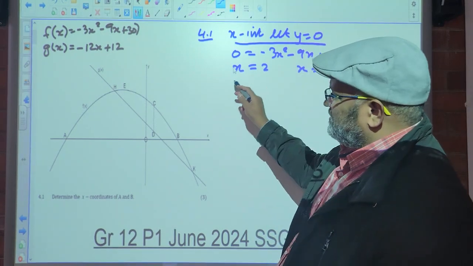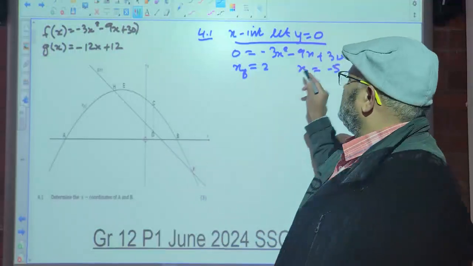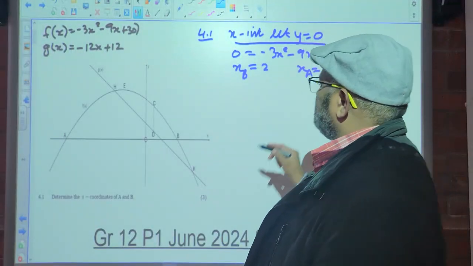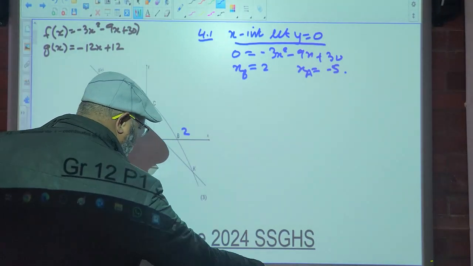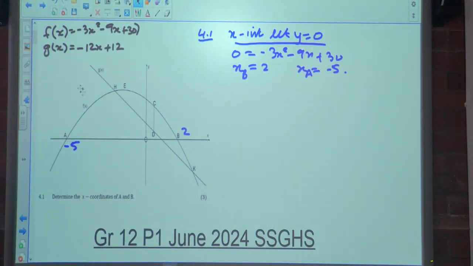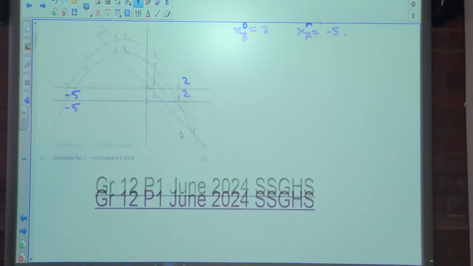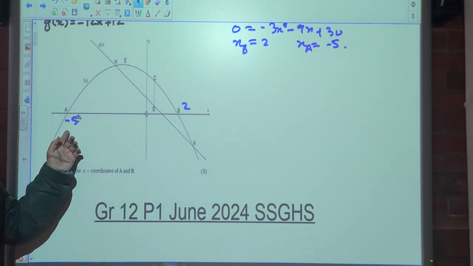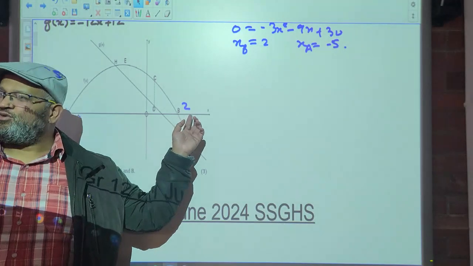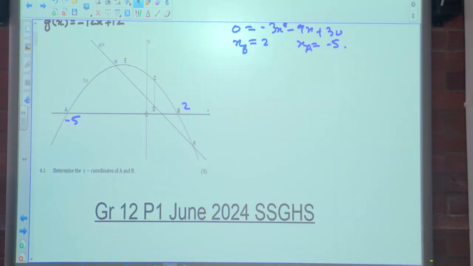So the x coordinate of B is going to be 2. As you can see, it's on the positive part of the x-axis. And the x coordinate of A is going to be negative 5. Then if they ask you for the coordinates, you would have written the coordinates of A as negative 5 and 0, and then B would have been 2 and 0. The question was for the coordinates.